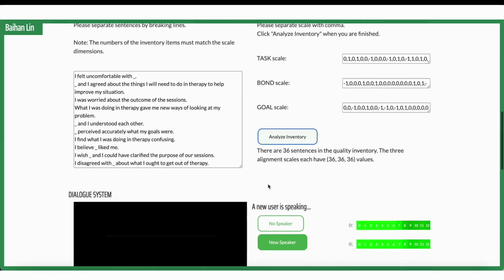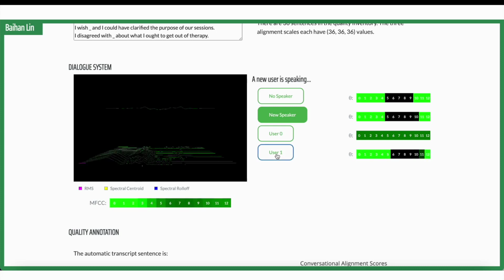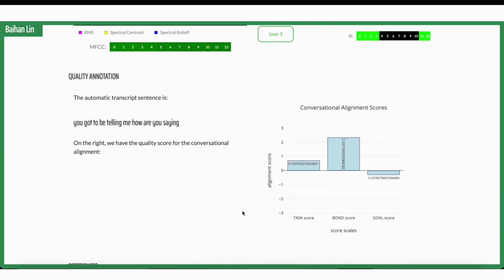Then we move on to our dialogue system, where the speaker diarization system is being trained. The users usually have to interact with the system 50 to 100 times to get to relatively stable behavior, because it doesn't have any historical data at all. You can see that the MFCC features are being visualized on the left, and on the right is the weight. Finally, in the quality annotation part, the current sentence is being transcribed on the left.